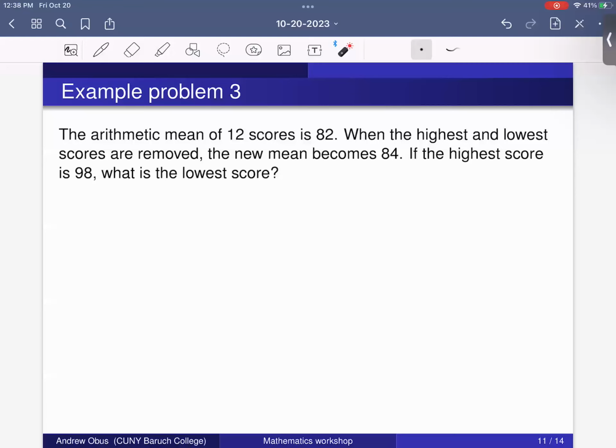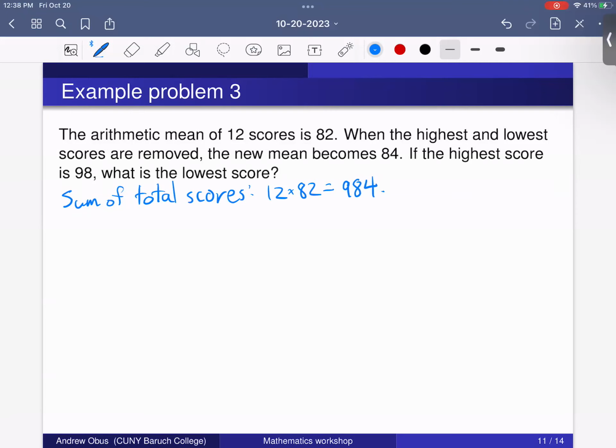I can't say my idea went further, but this is how I started. Sure. For the arithmetic mean of 12 scores to be 82, I said the sum of the scores would be 12 times 82, just like the previous one. That's fantastic, and that's exactly how to start. So the sum of the scores is 12 times 82, which is what? 984. Great, that's perfect. So the sum of the total scores is 984.